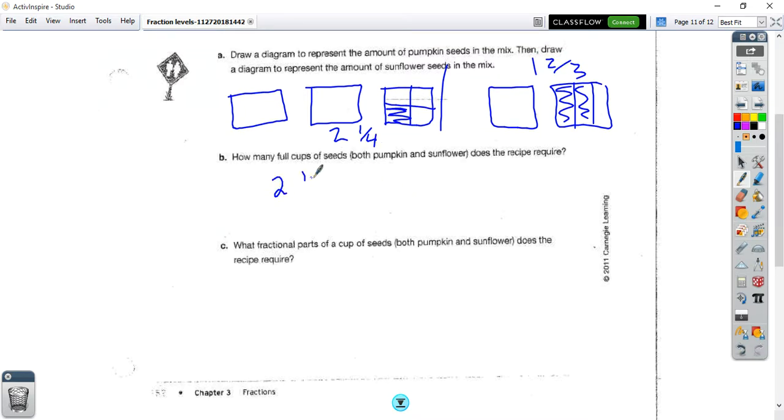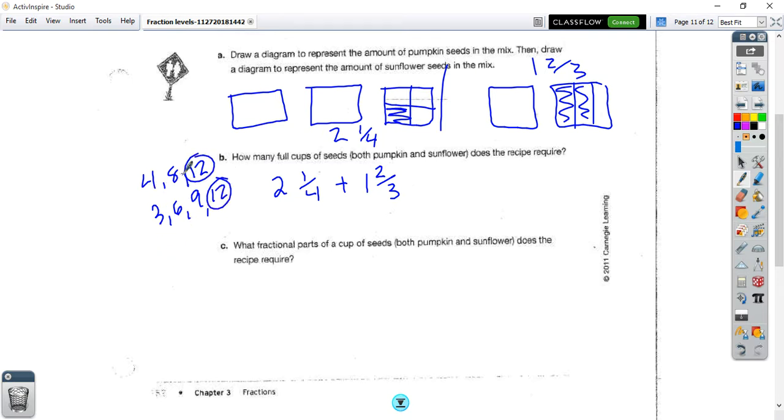So I have 2 1/4 plus 1 2/3. Let's go ahead and solve. We've got 4, 8, 12, and we've been working with these 12s. 3, 6, 9, 12.